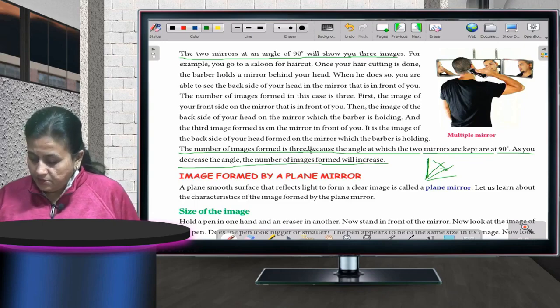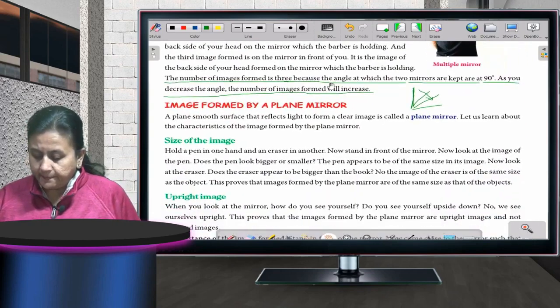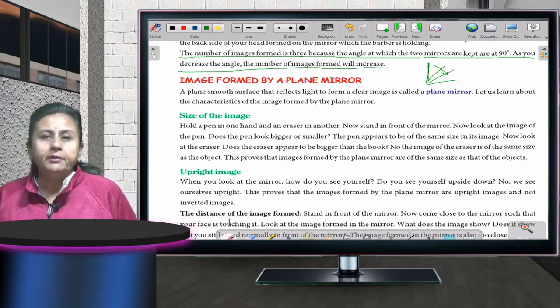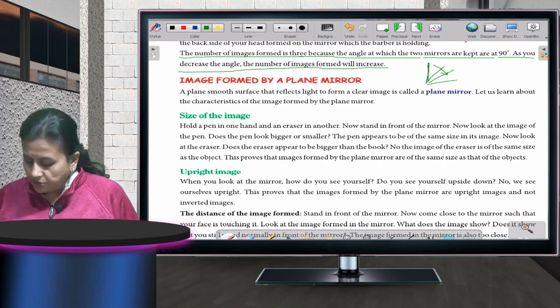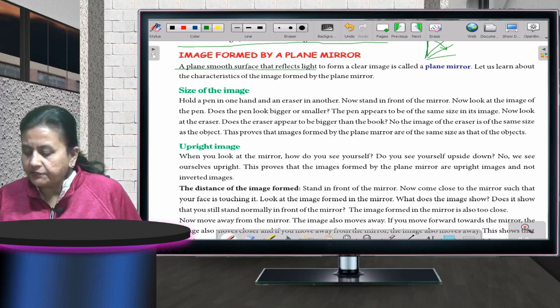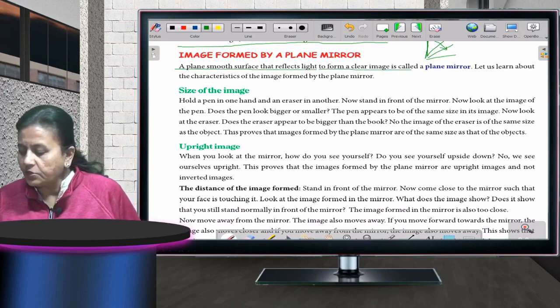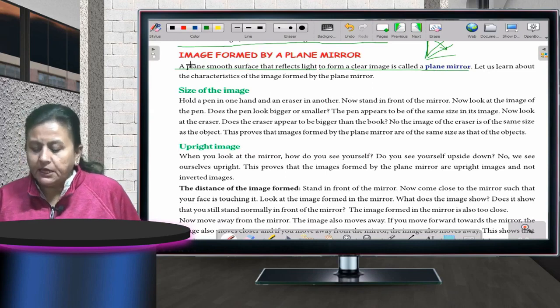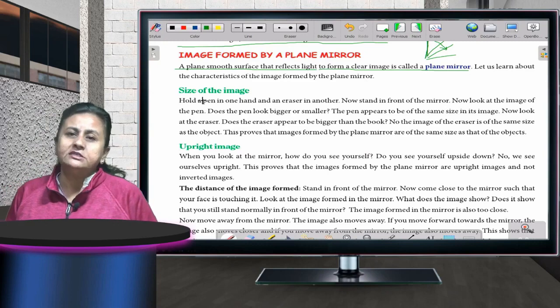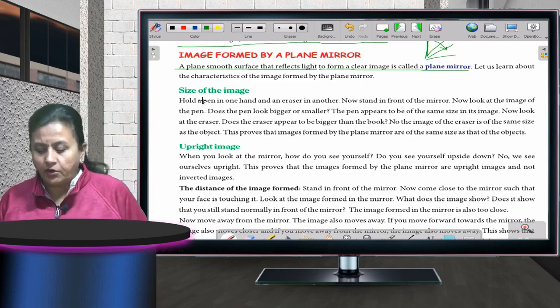Now we'll move to the next topic: image formed by a plane mirror. Can you all see on your screens also? A plane smooth surface that reflects light to form a clear image is called a plane mirror. This is very simple. Now, how are we going to tell the size of the image formed? How can we tell?